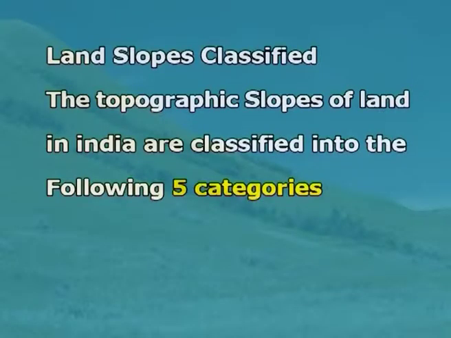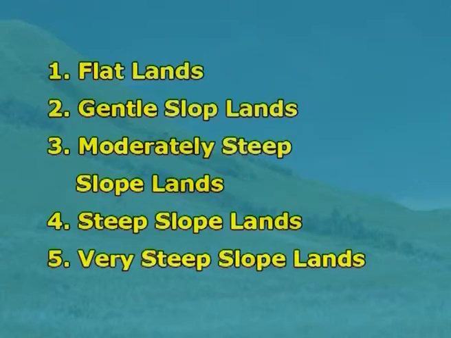Coming to the classification of land slopes. The topographic slopes of land in India are classified into the following 5 categories. First one, flatlands. Second, gentle slopelands. Third, moderately steep slopelands. Fourth, steep slopelands. And fifth, very steep slopelands. Escarpments and cliffs are beyond these categories, which may be nearly vertical to perfectly vertical in some places also.